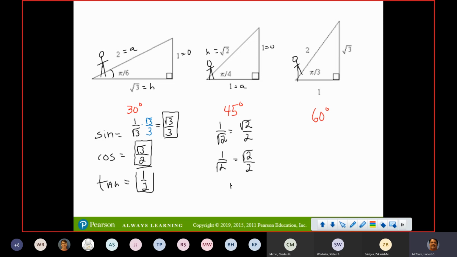Now make sure I'm trying to do it right off the board. So if I make a careless mistake, please let me know. All right, here we go. Opposite over hypotenuse. Sine is square root of 3 over 2. Cosine is 1 over 2. And tangent, square root of 3 over 1. And there are your sine, cosine, and tangent for your special angles.